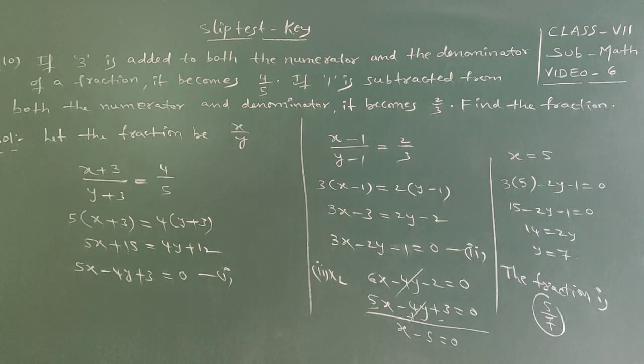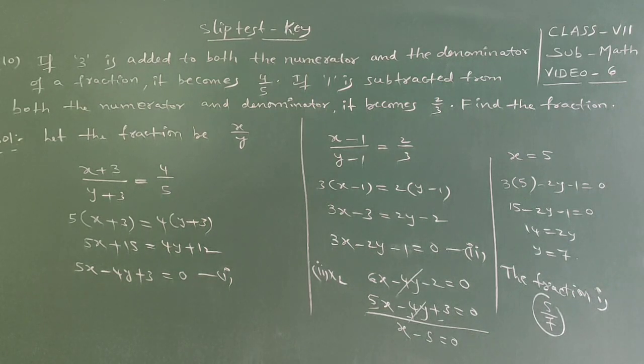If you subtract 1, then (x minus 1) by (y minus 1) equals 2 by 3. After cross multiplication, we get 3x minus 2y minus 1 equals 0. Here the y coefficient is 2 in the second equation and 4 in the first equation. That's why the second equation is multiplied by 2, so the y coefficients become equal. So 6x minus 5x equals x, and minus 2 minus 3 equals minus 5. So x equals 5.